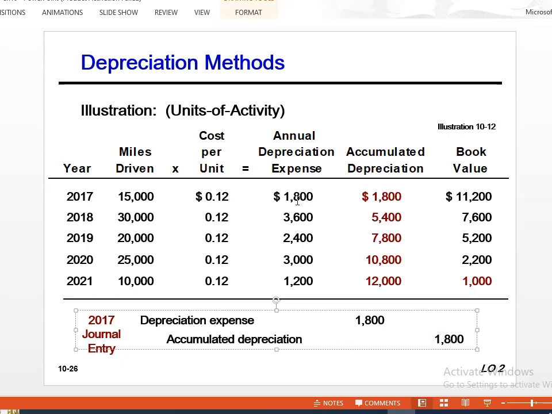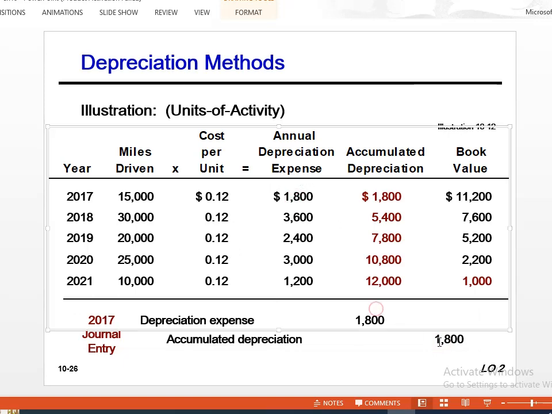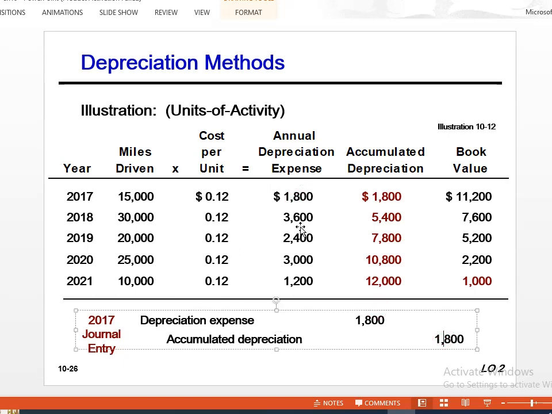First year depreciation is 1,800, so I put that. Second year depreciation is 3,600. So if you are recording the journal entry for the second year, then debit 3,600 and credit also 3,600.